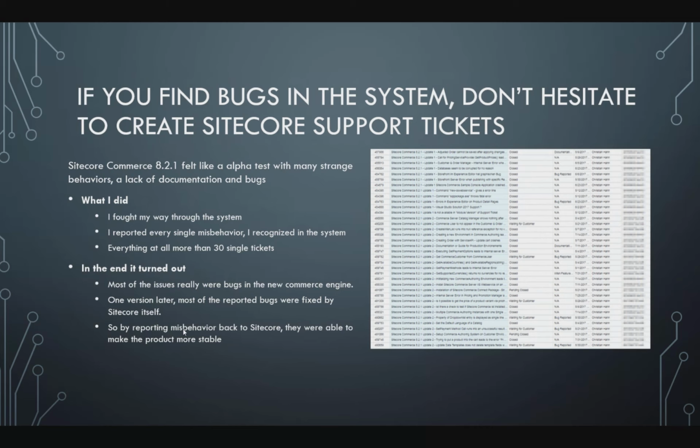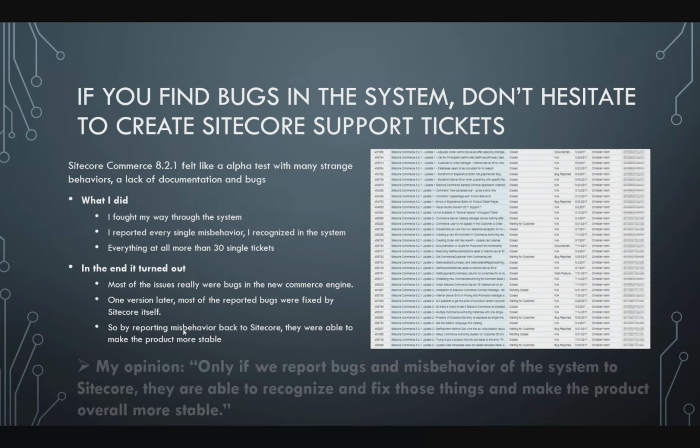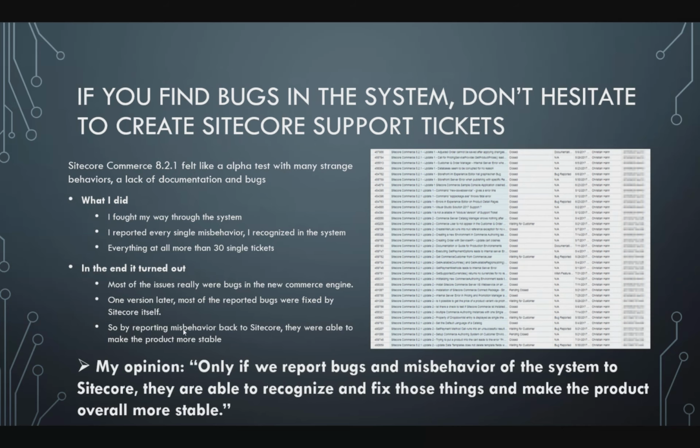But what happened in the end was really, really great, because in the next releases, I had an eye on the next releases. I saw that most of the bugs, nearly every bug, was then covered and fixed in the next releases. So my opinion is, only if we report bugs and misbehavior to the system, Sitecore is able to recognize and fix those things and make the product overall more stable. So it means if you fix it on your own, the next release will not be better. So you have to fix it again.